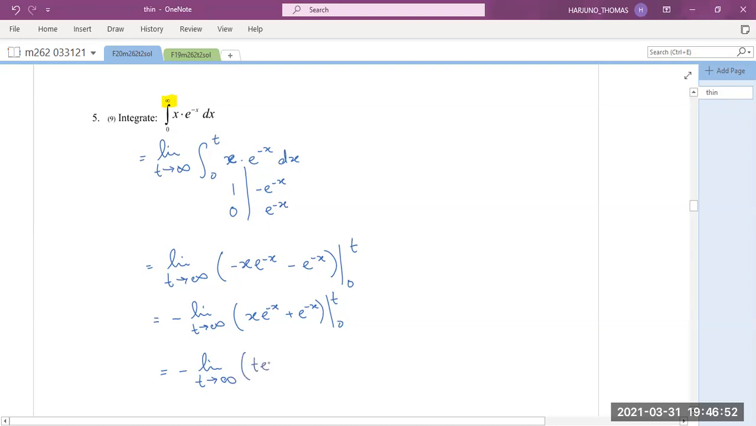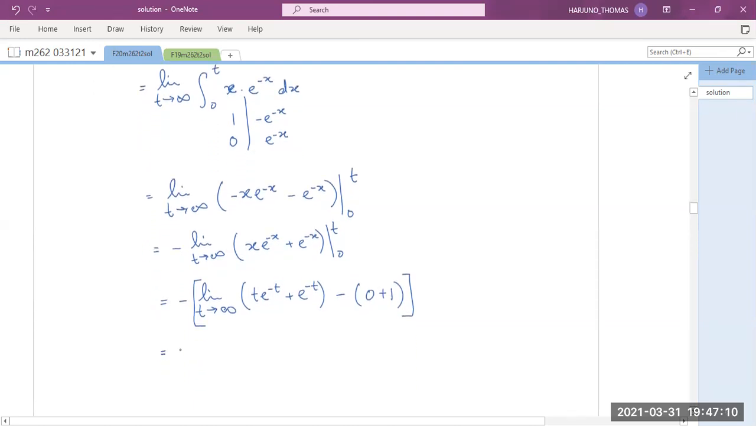So this is t e to the negative t plus e to the negative t, minus, when x is 0, that will be 0 plus 1. So this is negative limit as t goes to infinity of e to the negative t times (t plus 1), and then plus 1. It becomes plus because of this negative with this negative here, which gives us a positive.